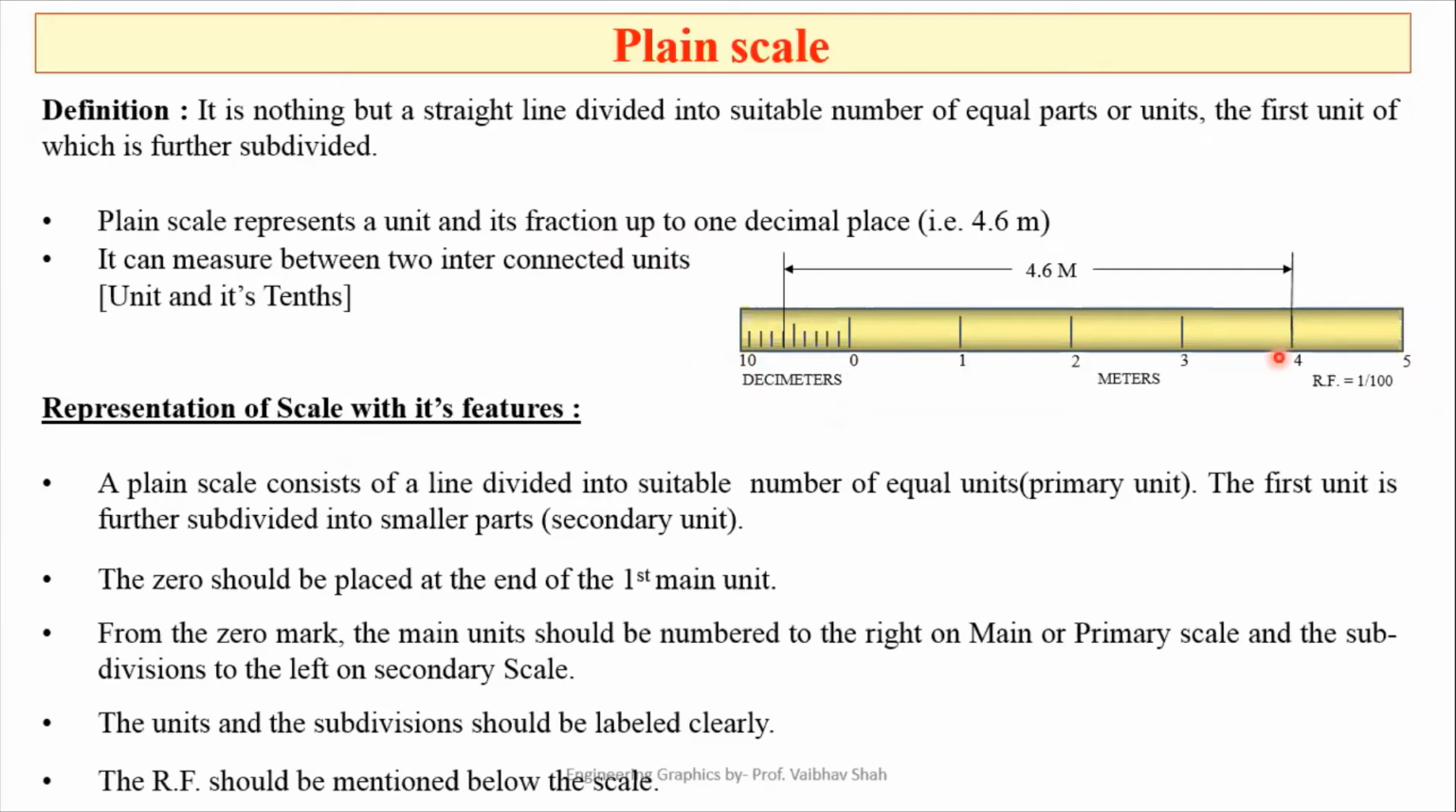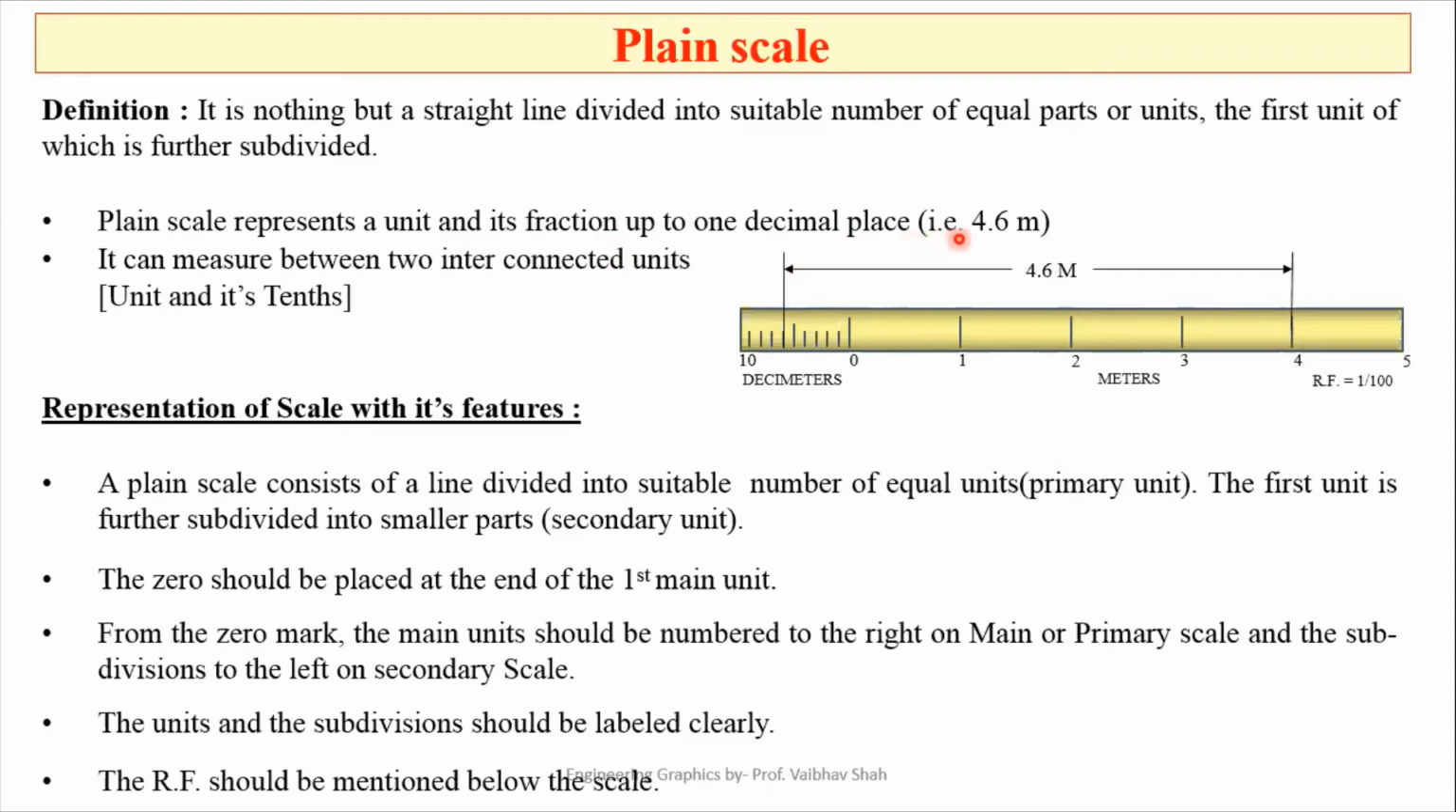It is nothing but a straight line. You can see the straight line divided into suitable number of equal parts, 1, 2, 3, 4, 5, 6 number of parts, the first unit of which is further subdivided. You can see the first unit is further subdivided into 10 parts. So it is nothing but a straight line divided into suitable number of equal divisions, first unit of which is further subdivided. Now plane scale represents a unit and its fraction up to 1 decimal place.